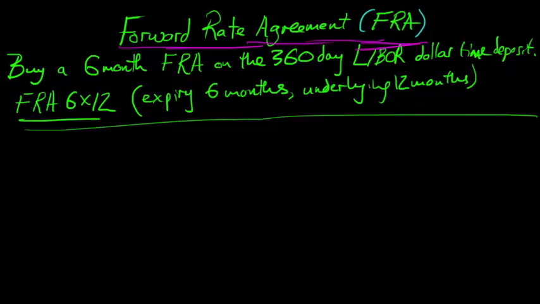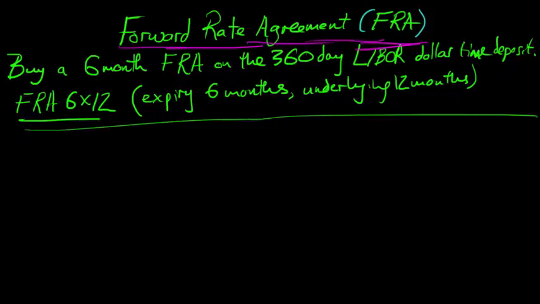Okay, let's have a look at what is a forward rate agreement, or FRA. So in this example here, I'm going to buy a 6-month FRA on the 360-day LIBOR dollar time deposit. So this is a derivative contract on the interest rate for which the underlying is a 360-day LIBOR dollar time deposit. So this is called an FRA6X12.